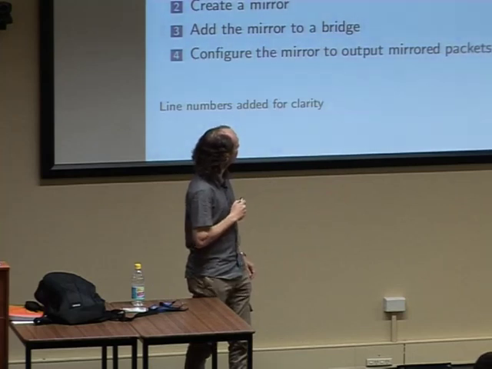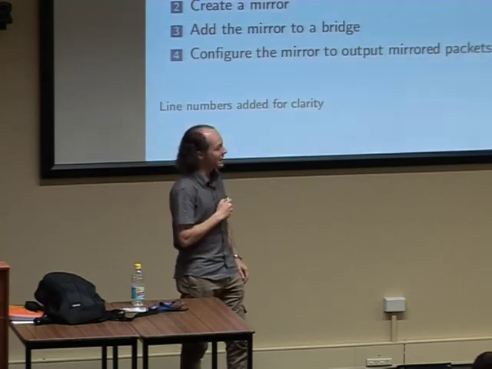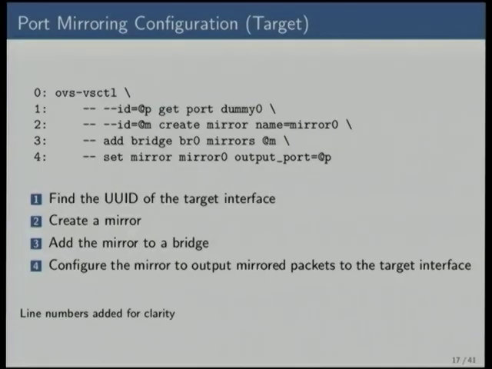This bridge has a list of mirrors, which was up until now empty. And now we've added one mirror to it, which is the one created on the previous line. Still not really doing anything, but we're building up the configuration. And now lastly, we say any traffic that this mirror is configured to mirror will be output to port P, which is the dummy interface we looked up a little bit earlier. So we've created a mirror, we've attached it to the bridge, and we've said its output will be on our dummy interface.